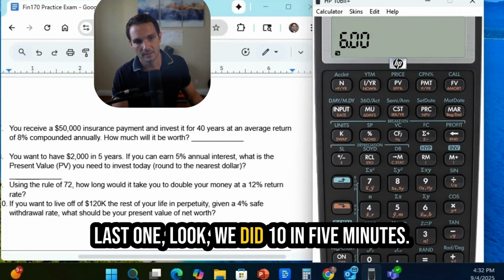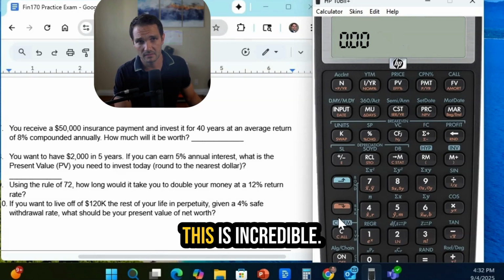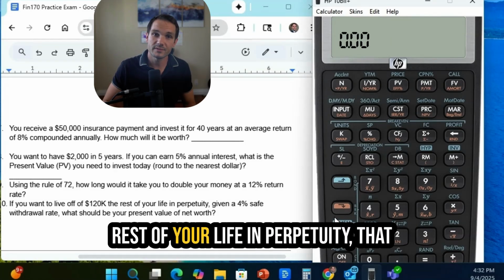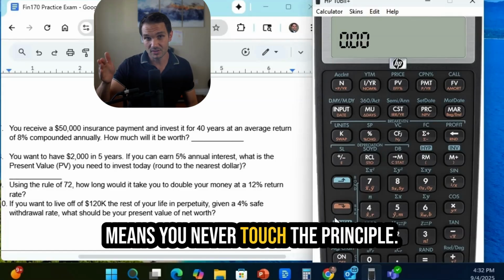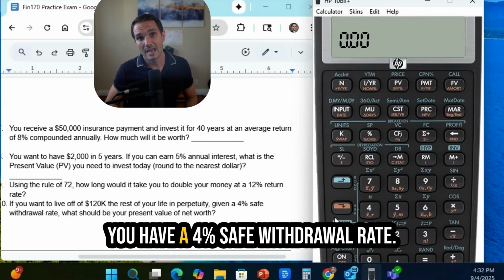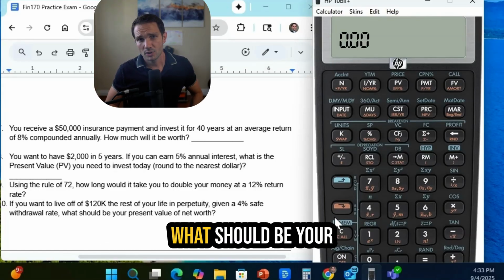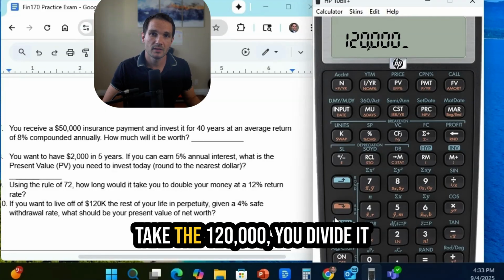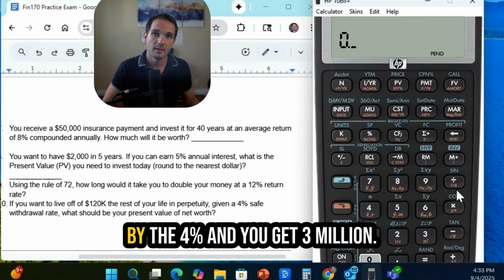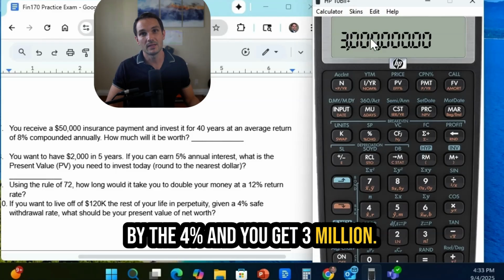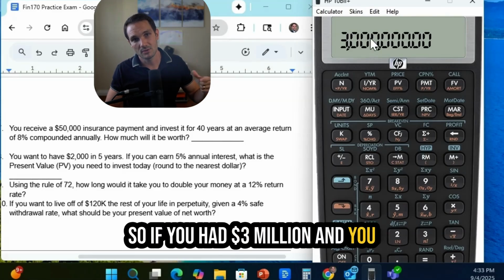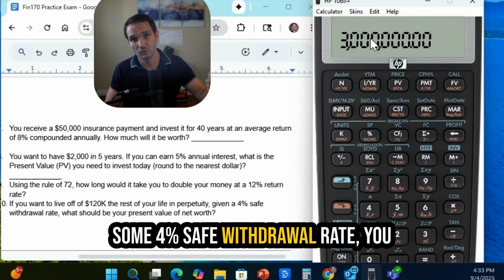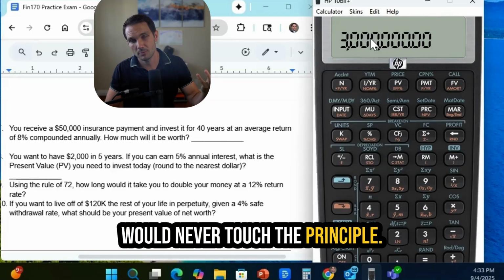Last one. Look, we did 10 in 5 minutes. This is incredible. So if you want to live off $120,000 the rest of your life in a perpetuity, that means you never touch the principal. You have a 4% safe withdrawal rate. What should be your present value of net worth? What you do here is you just take the $120,000, you divide it by the 4%, and you get $3 million. So if you had $3 million and you had 4% interest off of that, or some 4% safe withdrawal rate, you would never touch the principal.